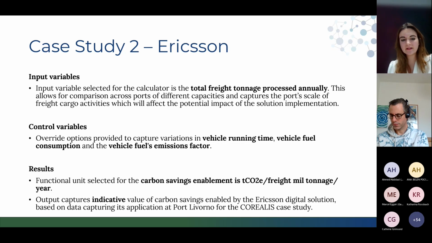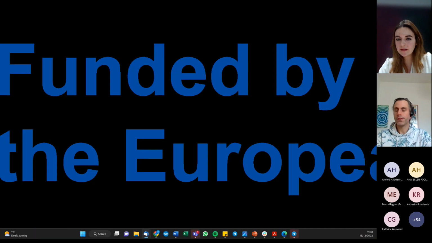Just to stress again, before I move on to presenting the actual calculator, the output which is captured by the calculator at Ericsson is very much an indicative value of what could be achieved from the solution. But of course, this is very much based on the use case scenario at Port Livorno within the context of the Coriolis case study itself. So it's very much to be taken from an academic research point of view, an indicative value of what could be achieved through the solution, rather than a clear-cut view on emissions which would be saved by applying the calculator. I will now share my screen and talk you through the front page of our calculator.